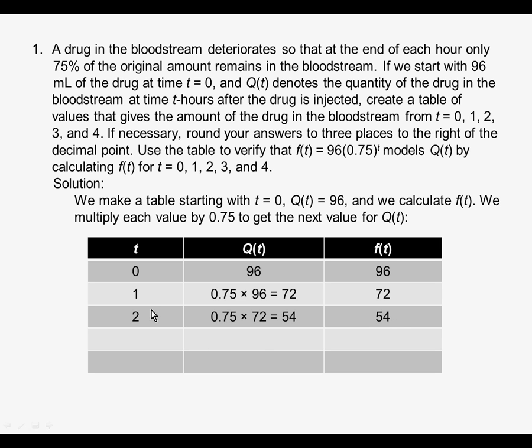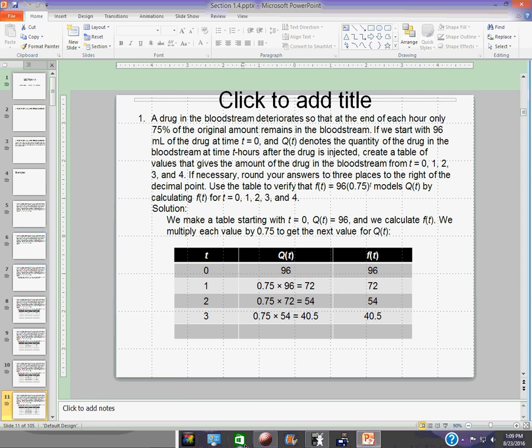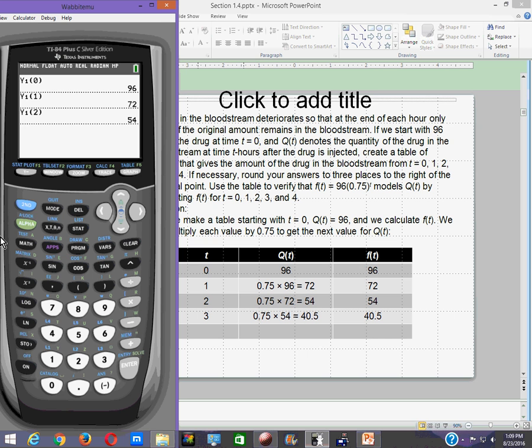Now when t is 3, we're going to have 0.75 times 54, and that's 40.5. In our calculator, let's verify that in fact y of 3 is also 40.5. It is. And we do have one last value to calculate for t equals 4. So let's go ahead and do that now in the calculator.